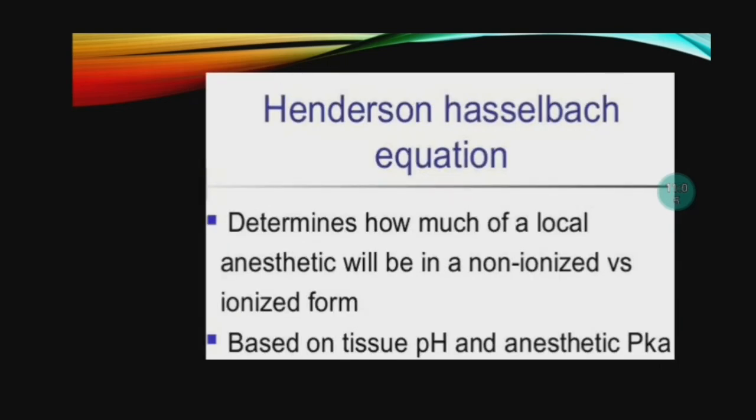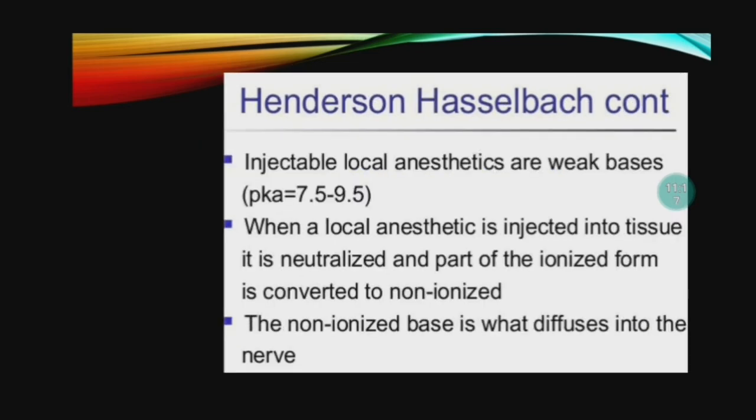Henderson-Hasselbalch equation. It determines how much of the local anesthetic will be in a non-ionized versus ionized form, based on tissue pH and anesthetic pKa. Injectable local anesthetics are weak bases, with pKa 7.5 to 9.5. When a local anesthetic is injected into tissue, it is neutralized and part of the ionized form is converted to non-ionized. The non-ionized base is what diffuses into the nerve.